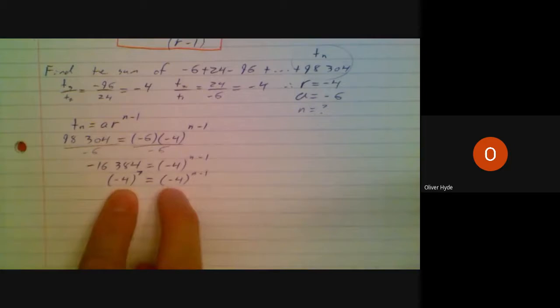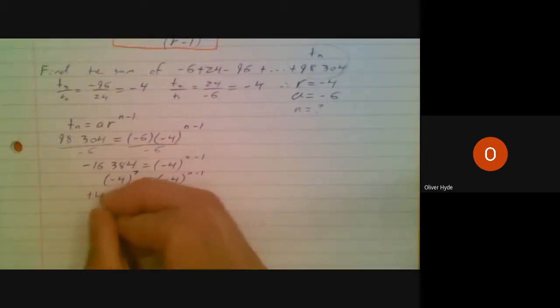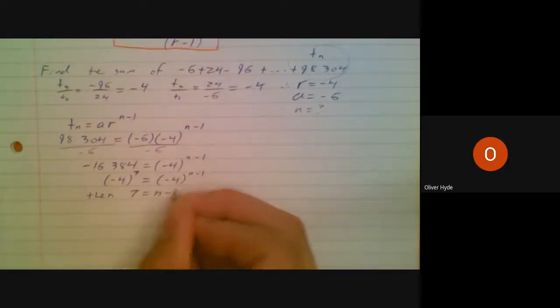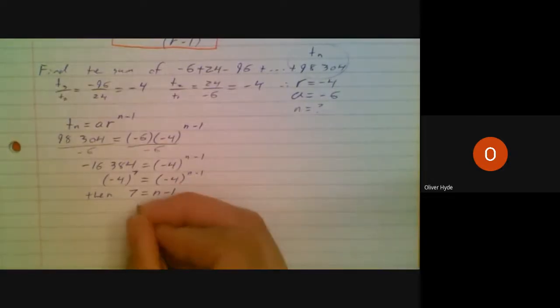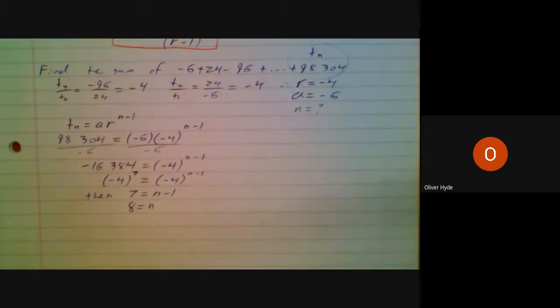Now, both the left side and the right side are written as a single power of a common base. That means that the exponents must be the same. Show your reader that you're setting your exponents equal to each other. Now you've figured out how many terms there are in this sequence.